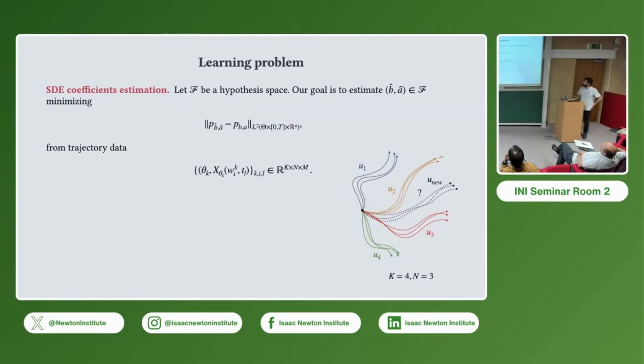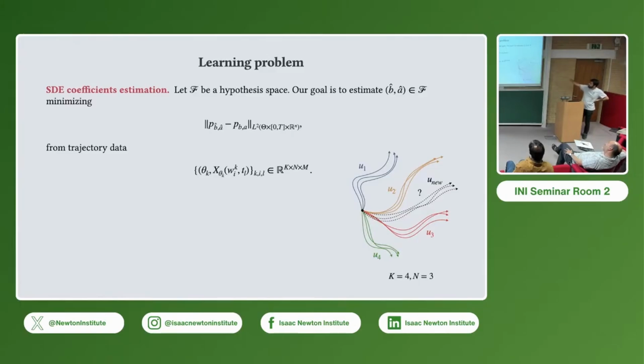And so this is the learning problem we want to solve. Given observations of trajectories, we want to estimate the coefficients of the SDE and have guarantees on this quantity, which is an L2 norm over the space of controls, Theta, compact, over time on a finite horizon, and over the state space. We want to estimate it from trajectory data.